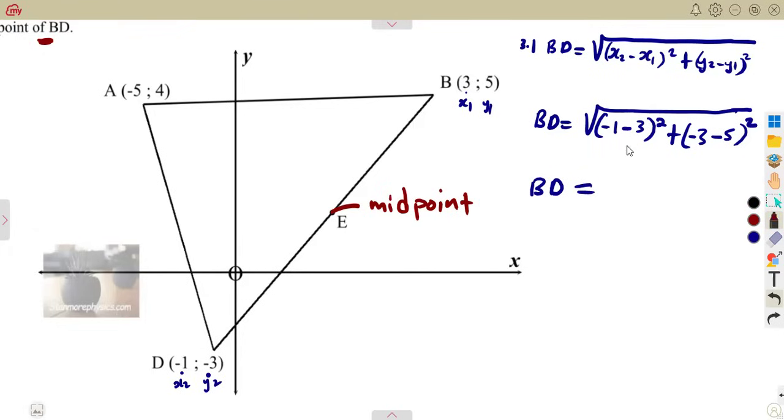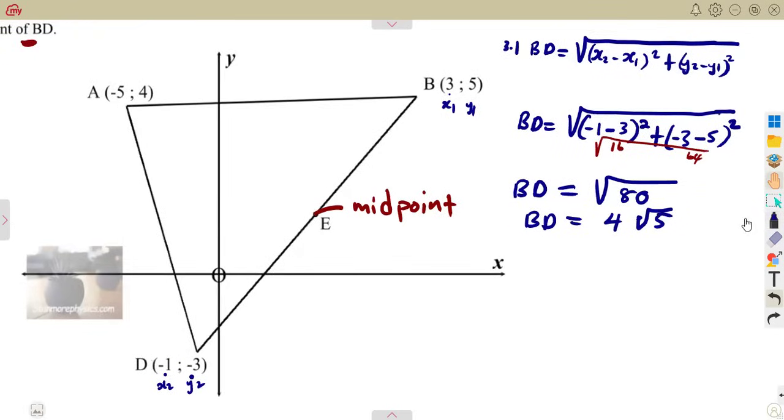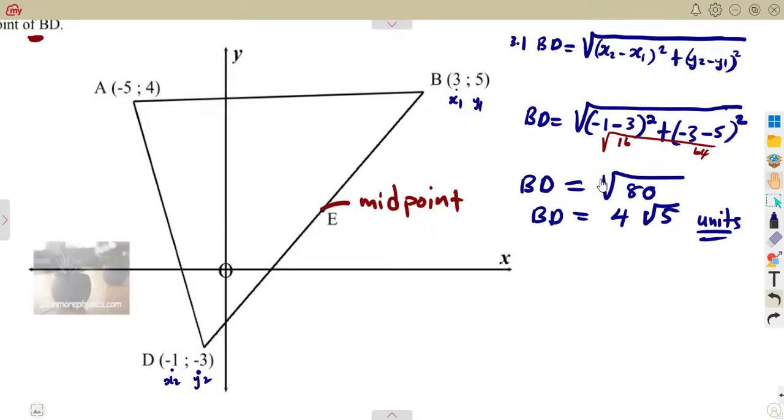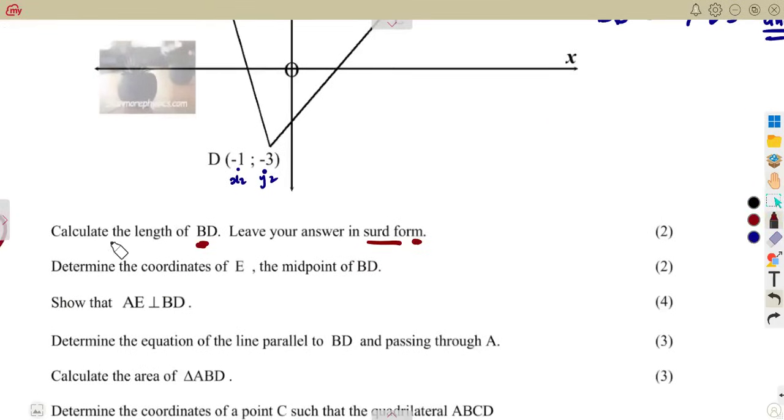The first part there was going to give us 16, and this was going to give us 64 under the square root. If you add, that is going to be the square root of 80, which is simply 4 square root of 5 in the simplest form. Remember, they said surd form, so you are not going to write this as a decimal. You leave your answer like this. All right, so this is the length. I'm just going to write units. So we have got the length of BD.